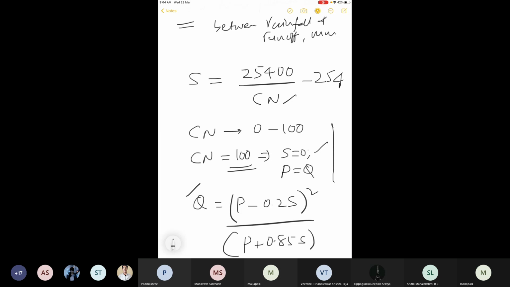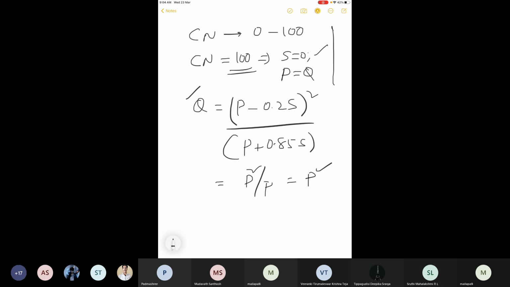And when you substitute S equal to 0 in equation 1, you get P square by P, which is equal to P. So curve number 100 represents a perfect case where the soil is very well compacted and the infiltration is 0. So there is no storage, and whatever precipitation is happening is running off.